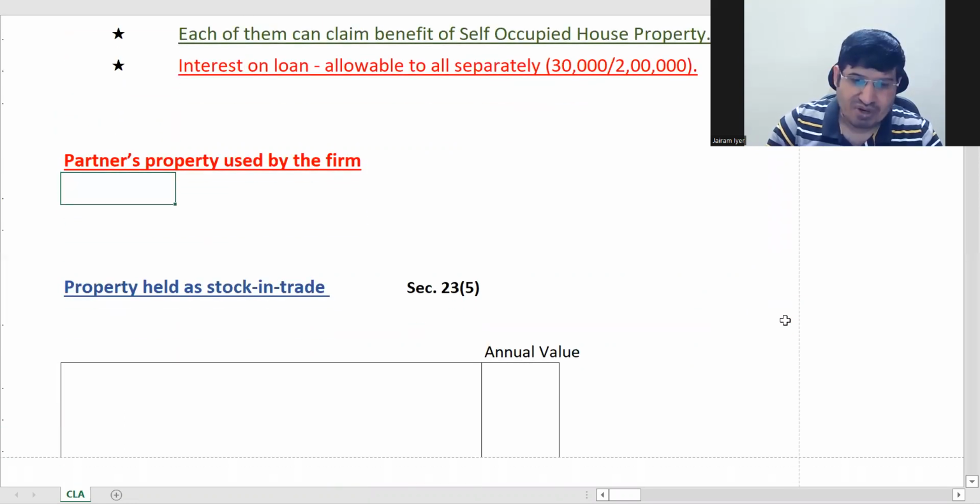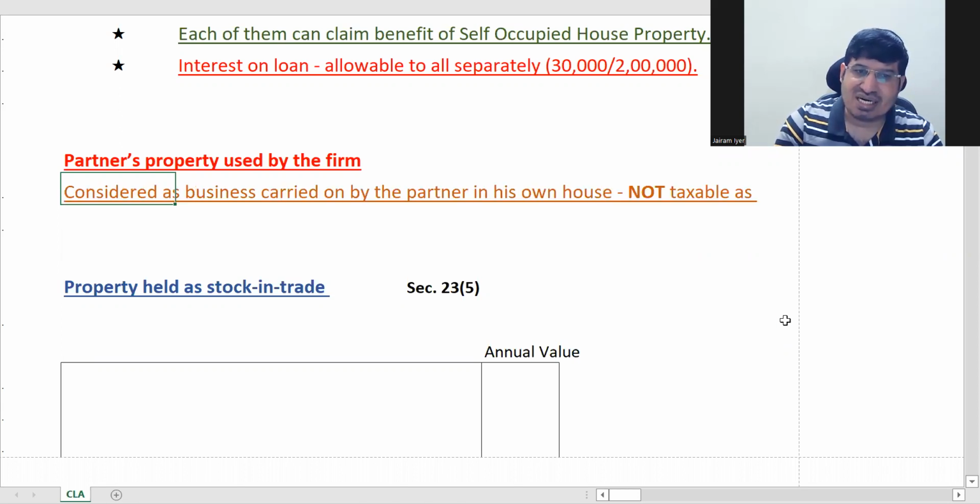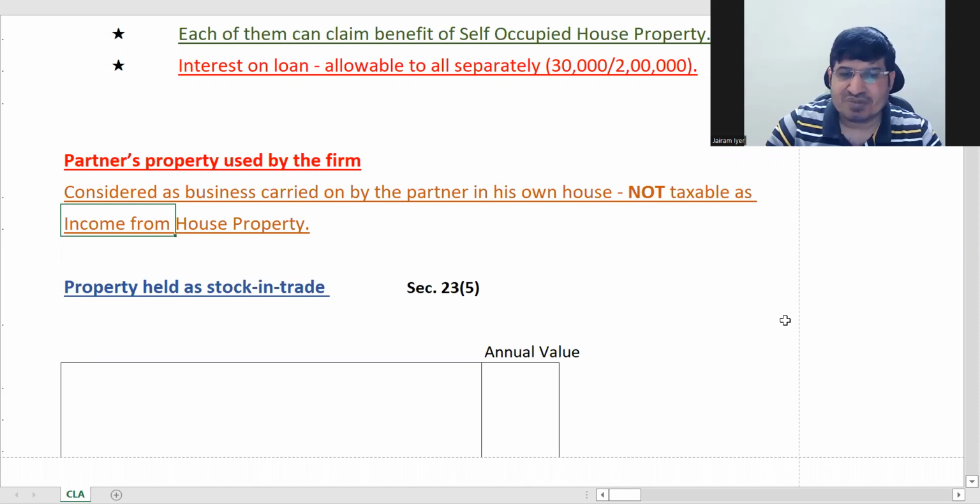Now, partner's property used by a firm. That is, a partnership firm is using a partner's property. It is considered as business carried on by the partner in his own house. It is not taxable as income from house property. It is taxable as PGBP.